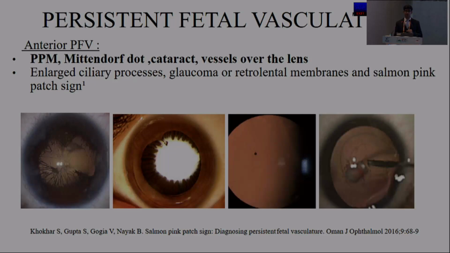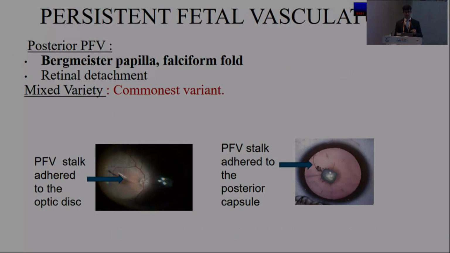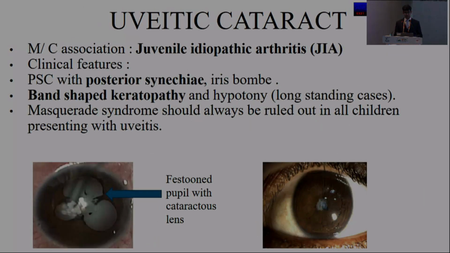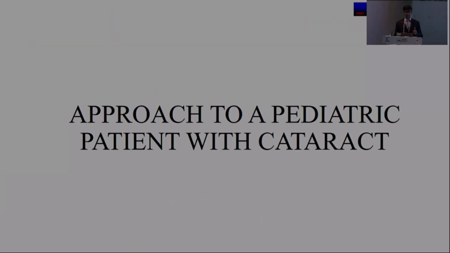Persistent fetal vasculature is actually a spectrum ranging from persistent pupillary membrane, Mittendorf dot, cataract, to vessels over the lens, and then posterior PFV includes Bergmeister's papilla, falciform fold. Traumatic cataract can be due to open globe injury or closed globe injury. Uveitic cataracts are usually associated with juvenile idiopathic arthritis. They have other associated features such as posterior synechiae, band-shaped keratopathy.